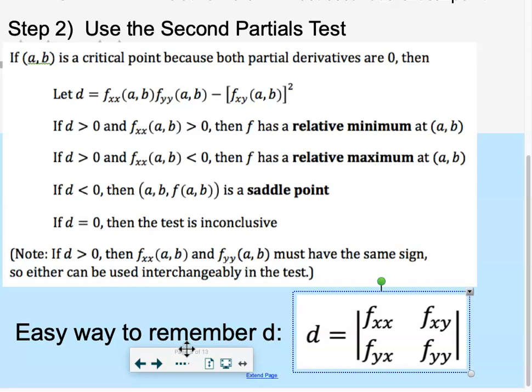should be the same. So the determinant, remember, you multiply down and then subtract multiplying up, right? So this times this minus this times this, which is the same thing as what we got up there. So it's just a little memory trick.